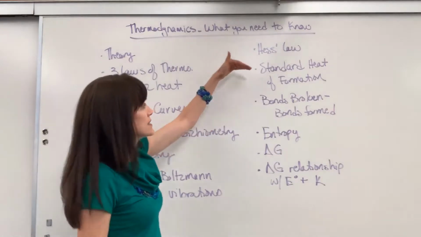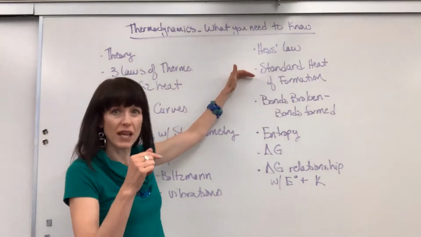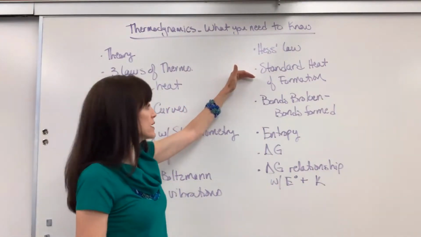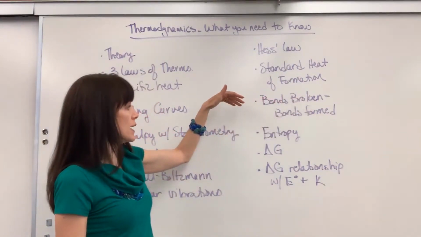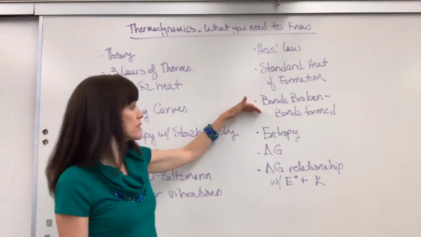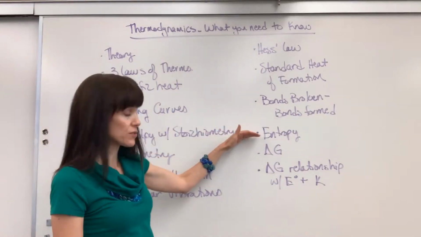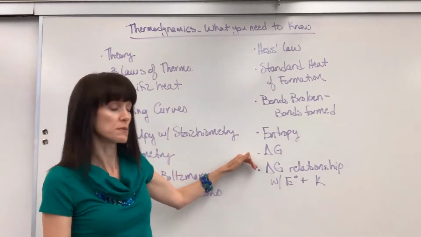Hess's law, standard heat of formation. This is delta H with a naught and a subscript F on it. Bonds broken minus bonds formed, just a straightforward equation, and there's tables for this. Entropy, that's your delta S. Delta G, that's Gibbs free energy.